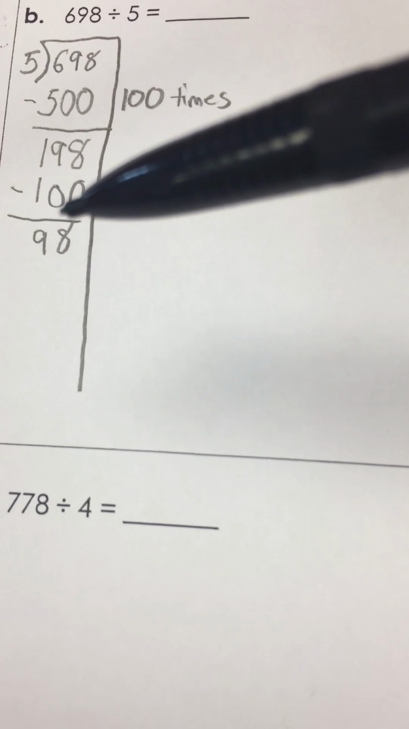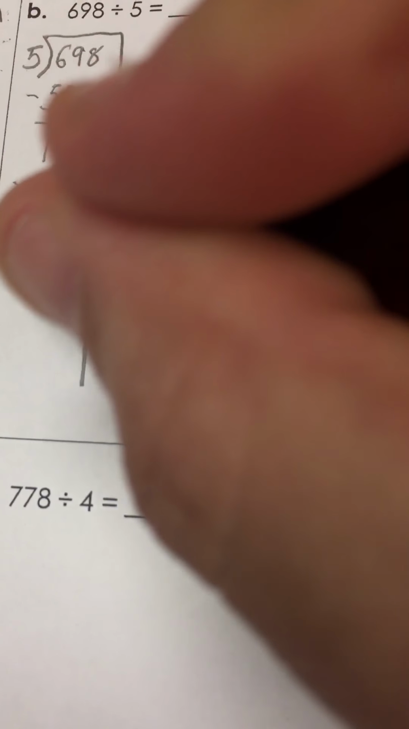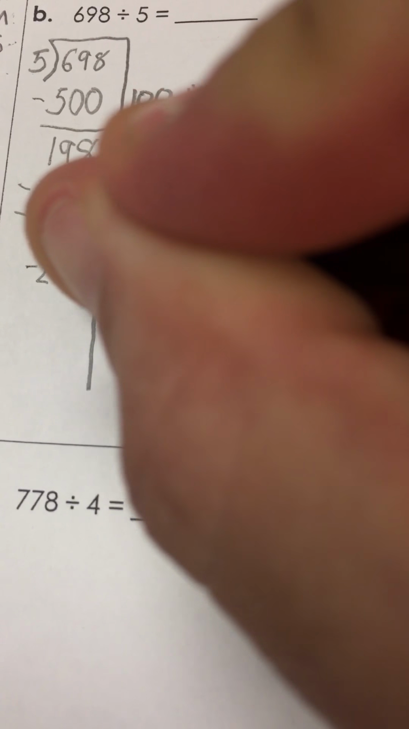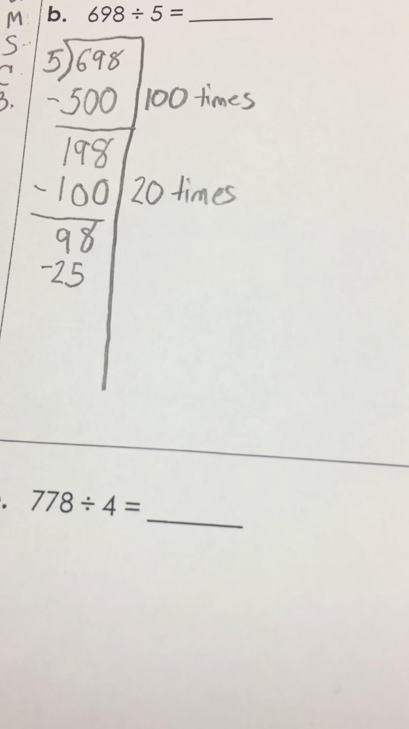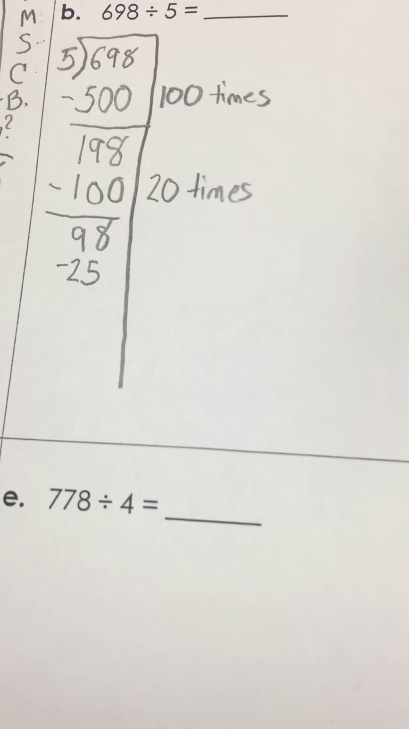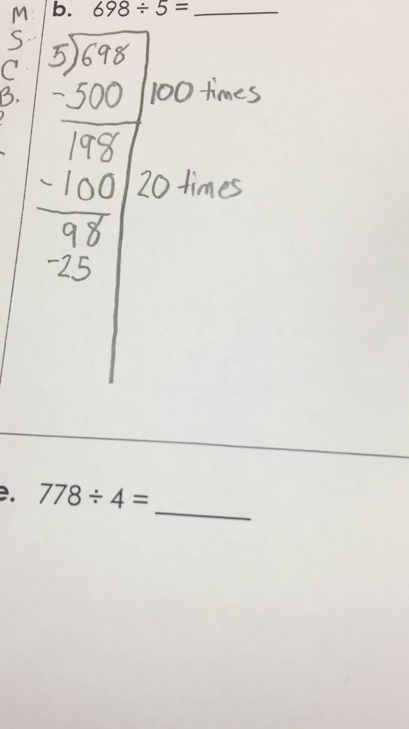No. Let's do 25. Let's do 25. 25 is an easy one to work with. How many times does 5 go into 25? Another way to remember that is what's 5 times what equals 25?